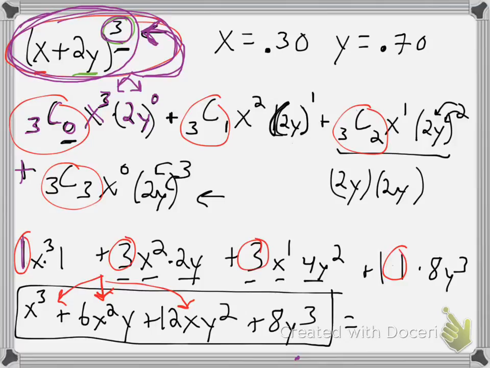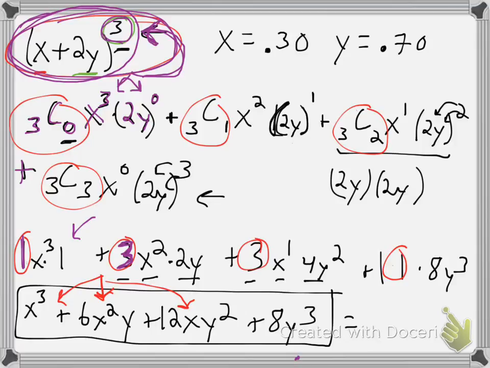3c0 is 1. And then x cubed is x cubed, and anything to the 0 power is 1. So that's how I got that right there. 3c1, so 3 combination 1, that's 3. And then I have x squared, and then I have 2y to the first power, so 2y.